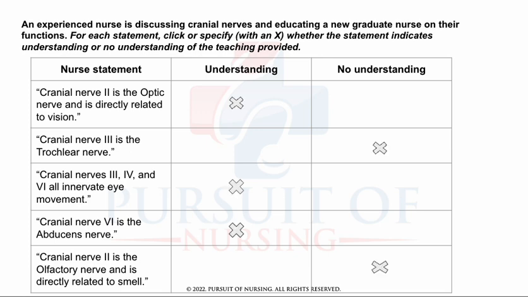All right, so cranial nerve 2 is the optic nerve. It is directly related to vision. Cranial nerve 3 is the oculomotor. 4 is the trochlear nerve, and 6 is the abducens nerve, all of which help to innervate eye movement. Of course, we will further discuss the cranial nerves when discussing the neurological system, but cranial nerve 1 is the olfactory nerve and directly relates to smell.